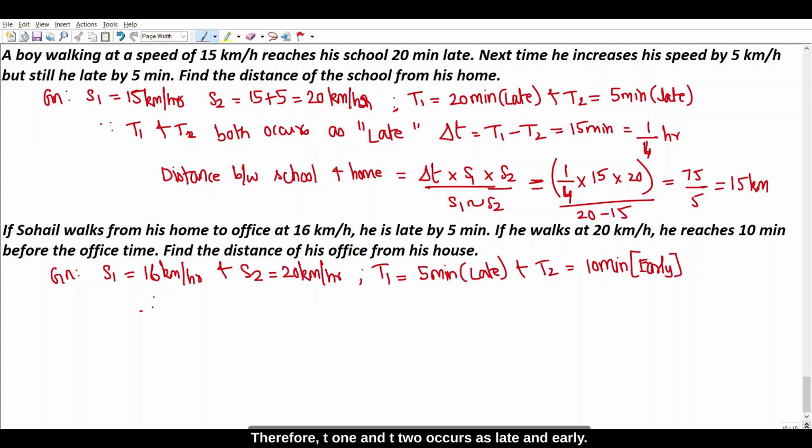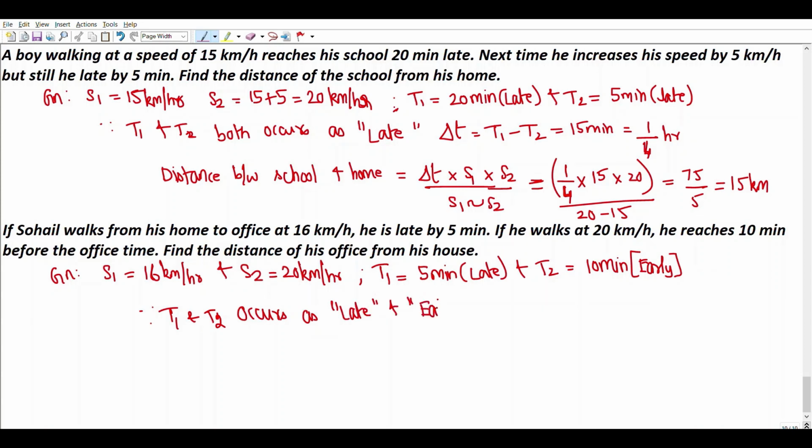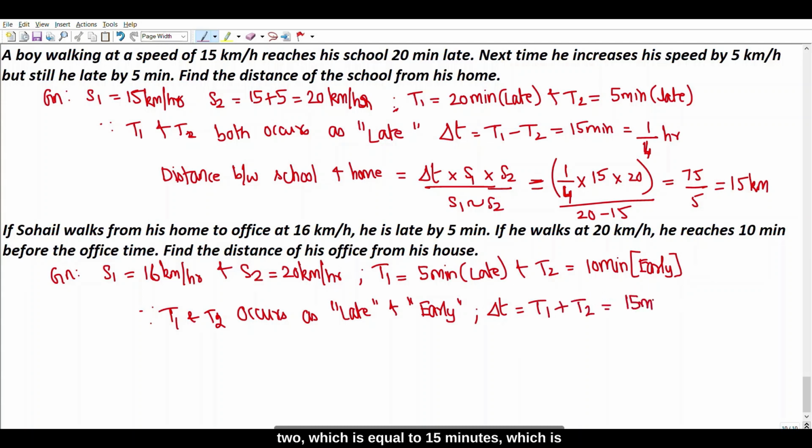Therefore, T1 and T2 occur as late and early. Henceforth, the change in time, delta T, is equal to T1 plus T2, which is equal to 15 minutes, which is equal to 1 by 4 in terms of hour.